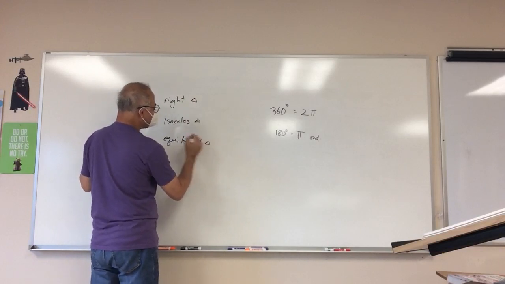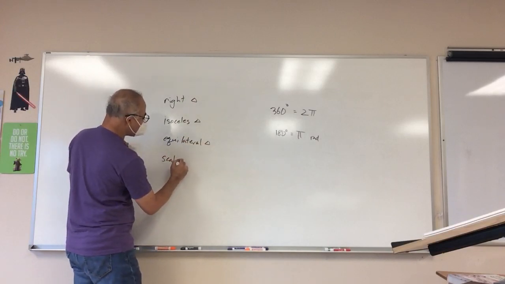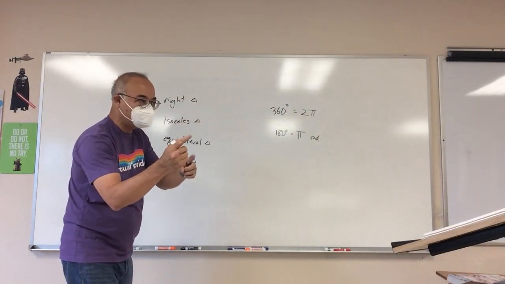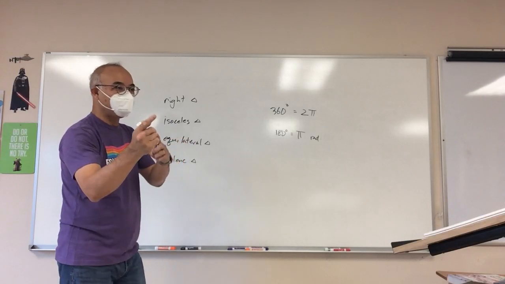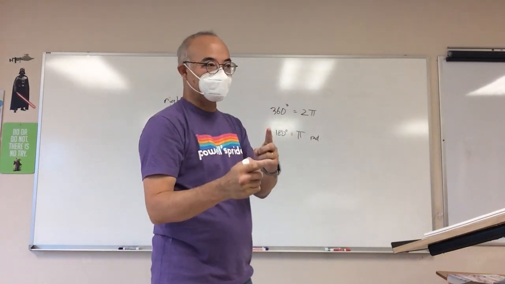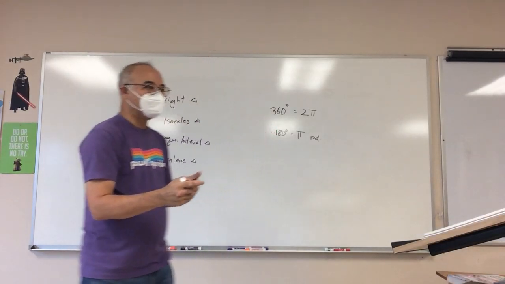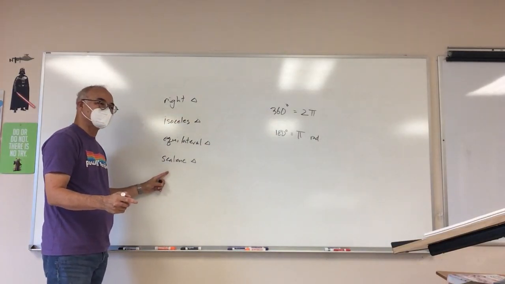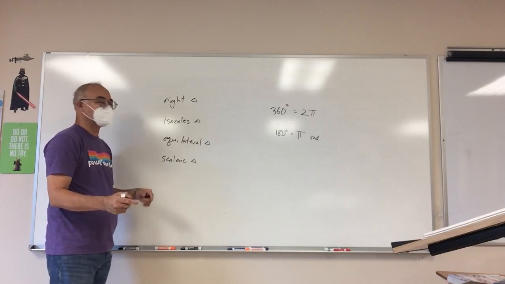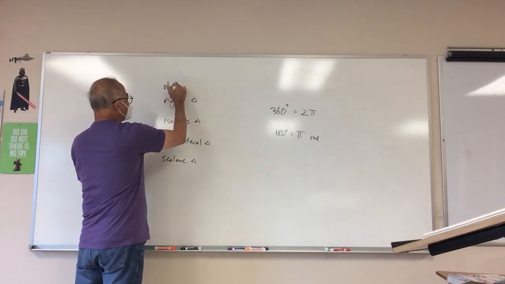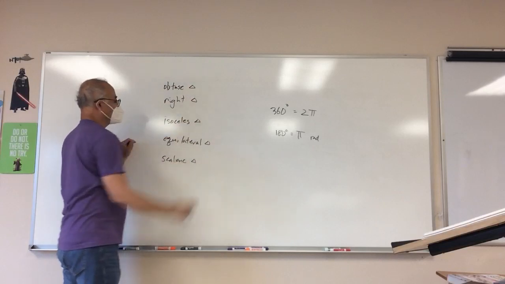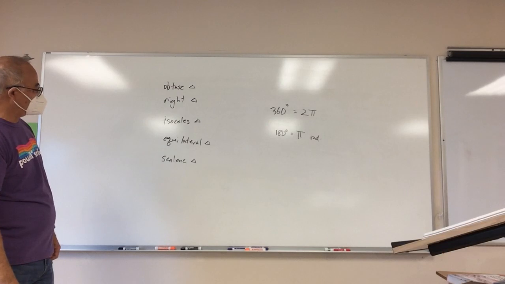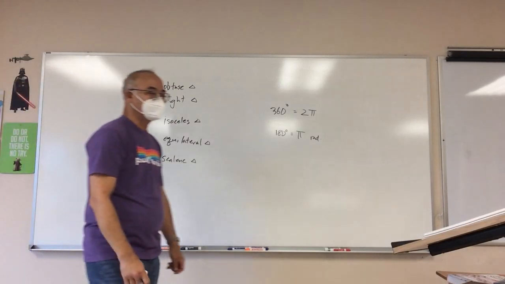Scalene. What is scalene? When they're all different. And all the interior angles are acute. Okay? Then it's a scalene. What if one of them were obtuse? It's an obtuse triangle, right? You got all of them. Okay. All right, that's good.